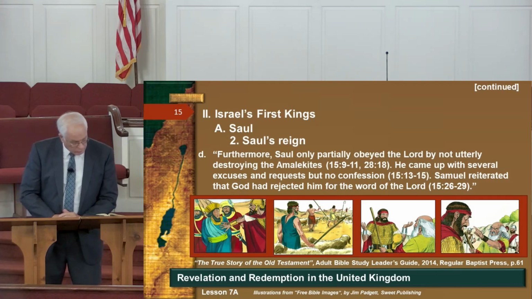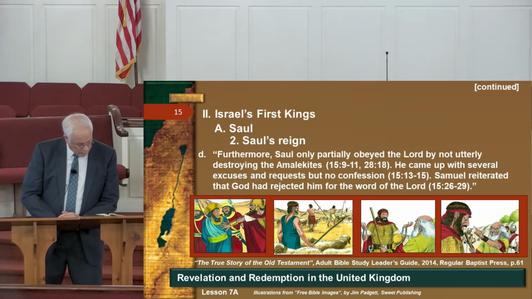And Samuel said unto Saul, The Lord sent me to anoint thee to be king over this people, over Israel. Now therefore hearken thou unto the voice of the words of the Lord. Thus saith the Lord of hosts, I remember that which Amalek did to Israel, how he laid wait for him in the way, when he came up out from Egypt. Now go and smite Amalek, and utterly destroy all that they have, and spare them not, but slay both man and woman, infant and suckling, ox and sheep, camel and ass.